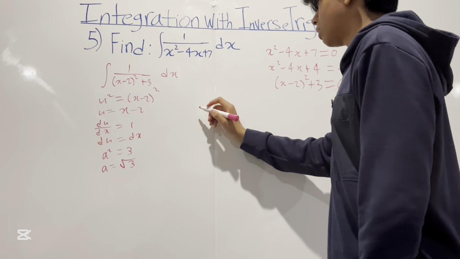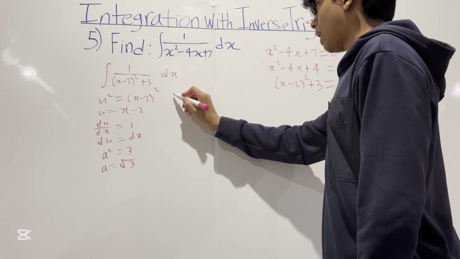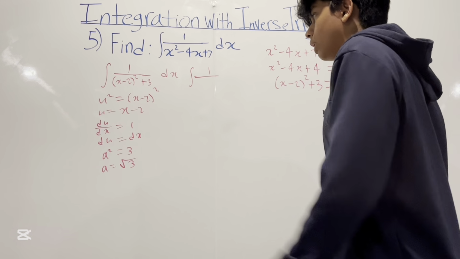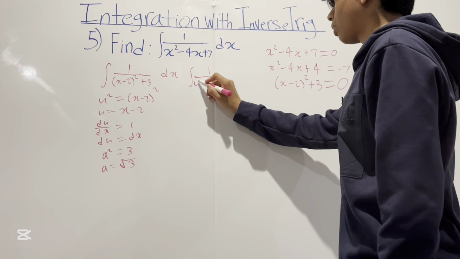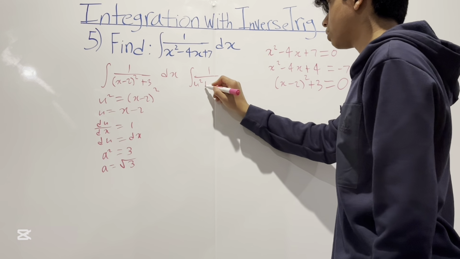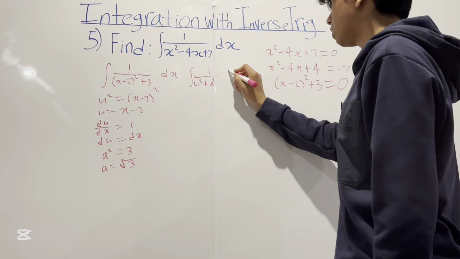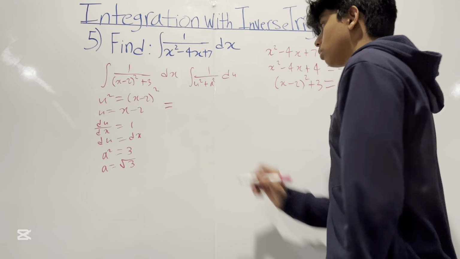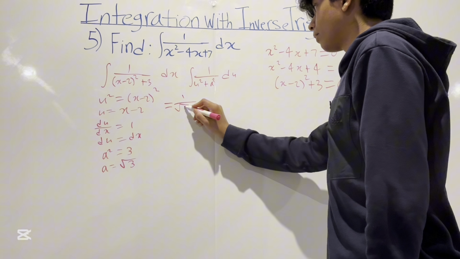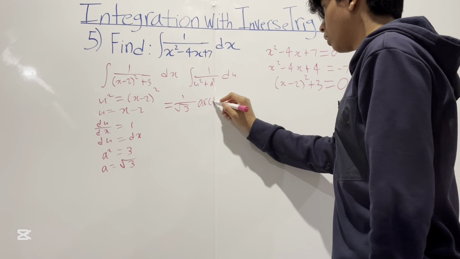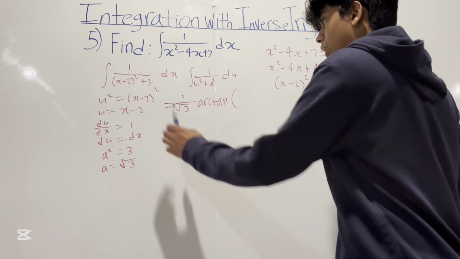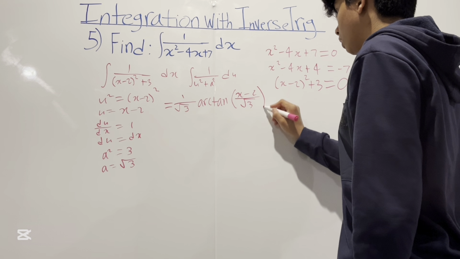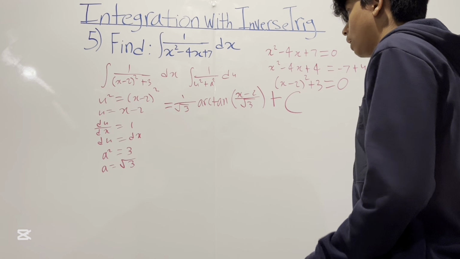Now let's plug everything back into the integral. So we have the integral 1 over, we said that x minus 2 squared is u squared. So u squared plus 3 we said was a squared, so a squared. And dx is just du. So now we can set this equal to 1 over a, which is 1 over square root 3, arctan of u over a, which is just x minus 2 over square root 3 plus c. And this is our final answer.